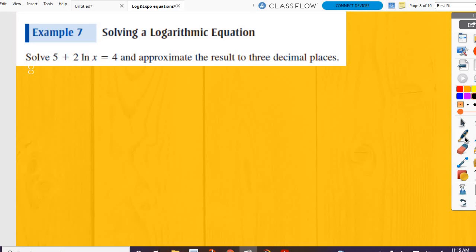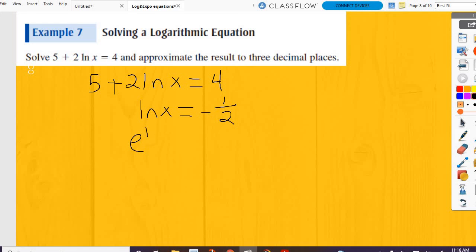Alrighty, it looks like most of us have finished. So again, remind me, what is our first step? Isolate our what? The logarithm. So we get that the natural log of x equals negative 1/2. So then, again, we have a natural log. So remember, our natural log has a base of e. So when we exponentiate, we want to use a base of e. And we get that x equals e to the negative 1/2.